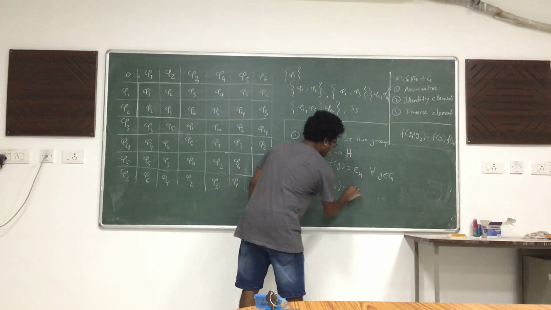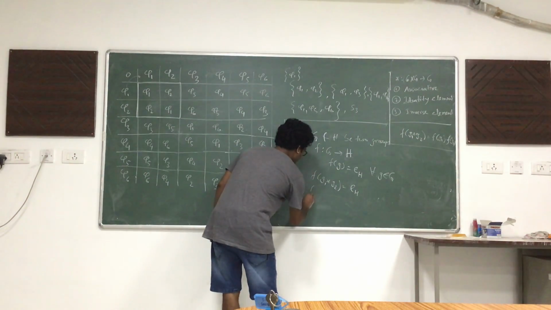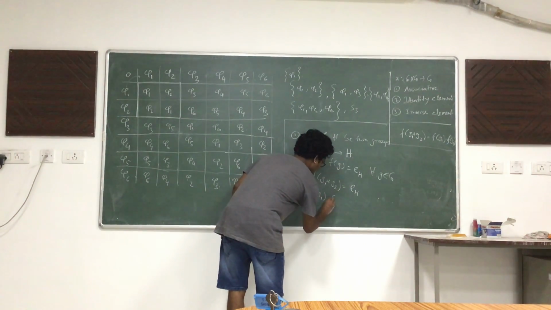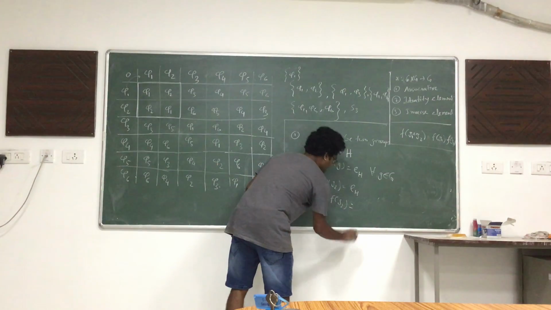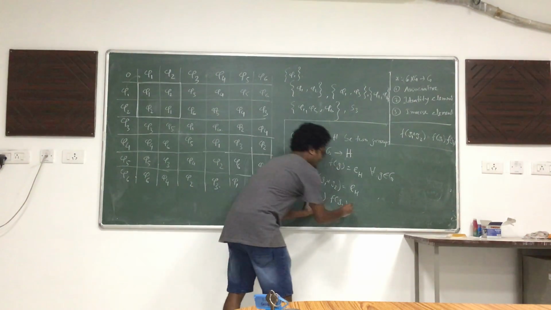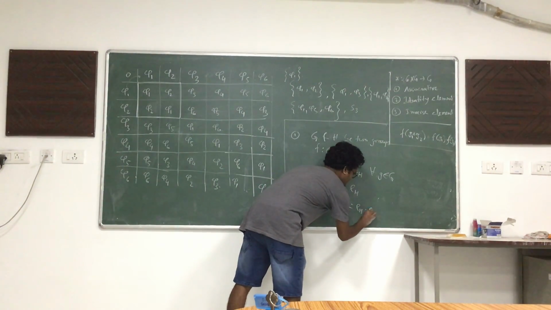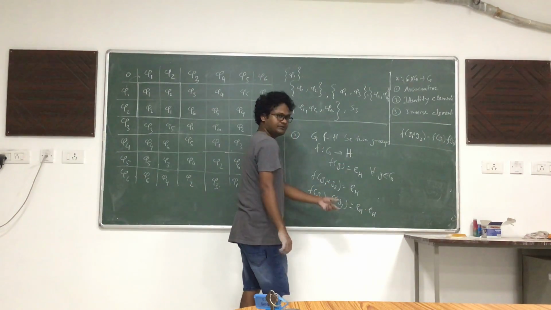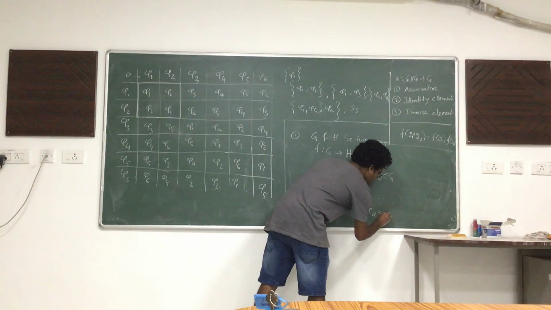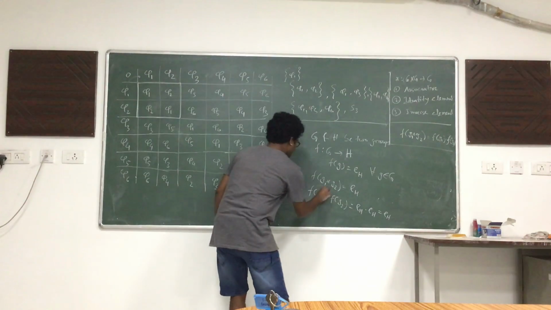EH. EH. Also, addition. On the other hand, f of G1 times f of G2 is what? f of G1 is EH times EH. And in that group, the identity element multiplication is EH. So these two are the same.